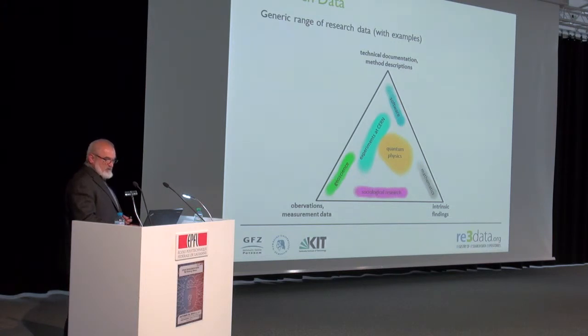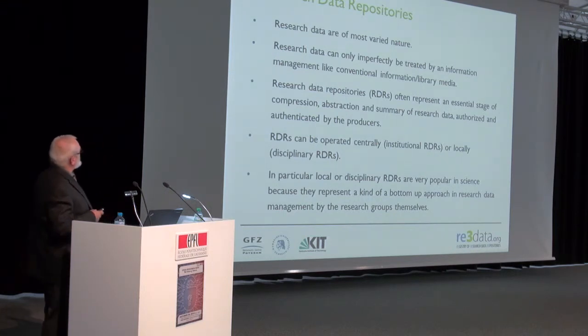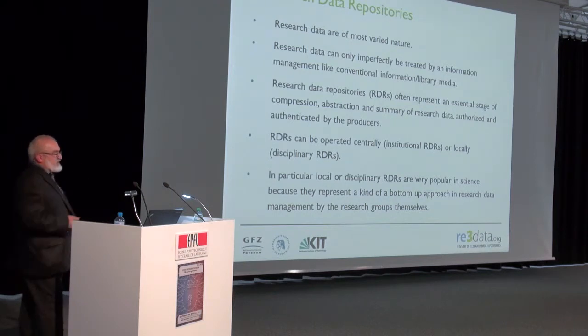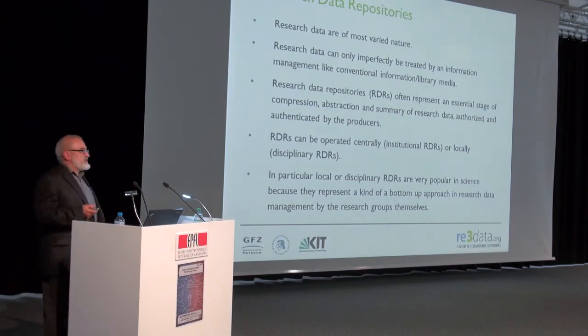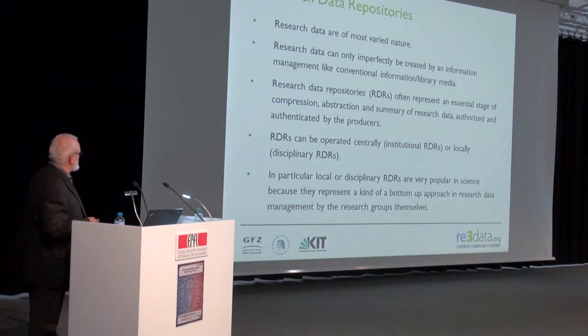The result we found, the summary of our ideas, was a very simple sentence everybody knows: research data are of most varied nature. And research data can only be imperfectly treated by an information management like commercial information media. We saw Mrs. Dallmayr-Thiessen show how difficult it is to find really clear and very significant descriptions for research data. And it's quite different if you have it for CERN data or for intrinsic data or in arts and humanities, for example.